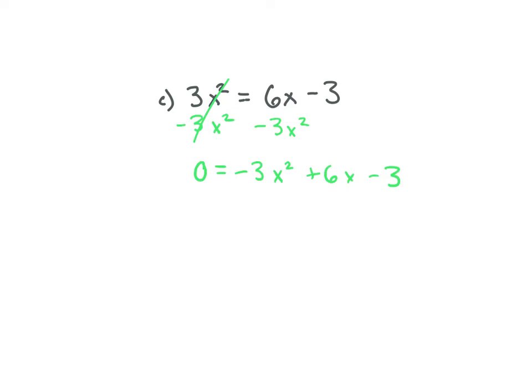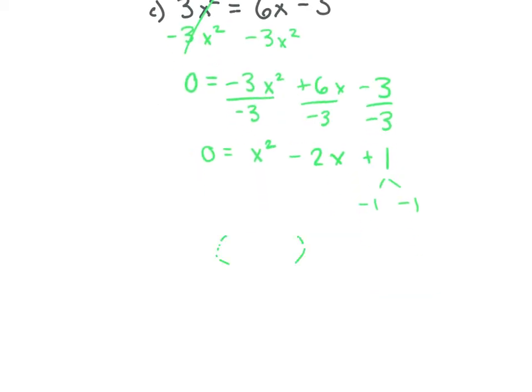What can we do next? Divide all of them by 3. We can divide all of them by negative 3, just so we get rid of that negative out front. So now we're left with 0 is equal to x squared minus 2x plus 1. So what are two factors of 1 that give us negative 2? Negative 1. Yeah, negative 1 and negative 1. Negative 1 times negative 1 gives us positive 1. Negative 1 minus 1 is a negative 2.